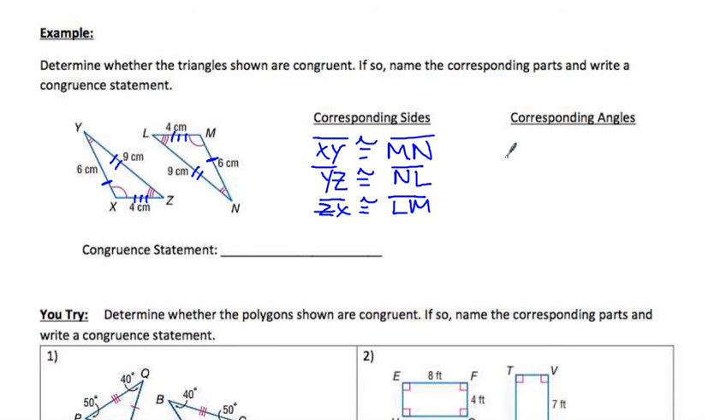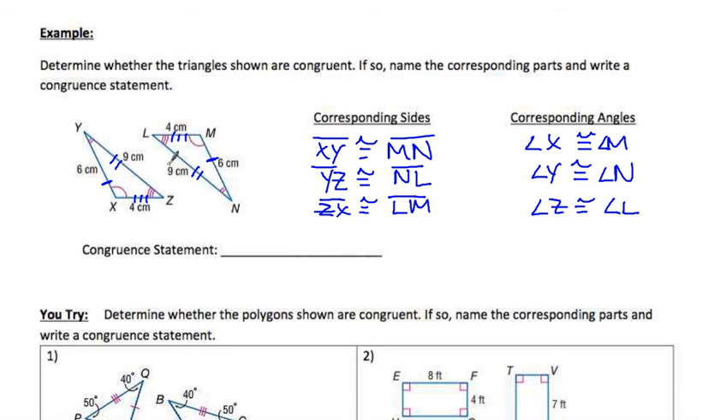Now the corresponding angles, I'm going to match up the swoops. So angle X is congruent to angle M because M only has 1 swoop on it. Angle Y has 2 swoops, so it's congruent to angle N that has 2 swoops. And then angle Z is congruent to angle L. So this is a congruent pair of shapes.